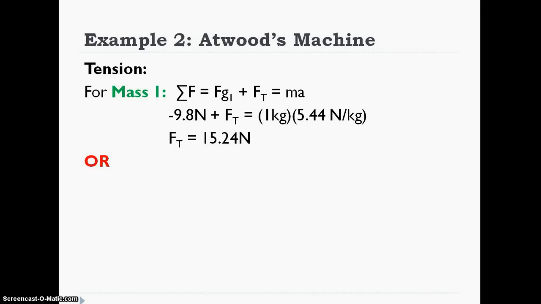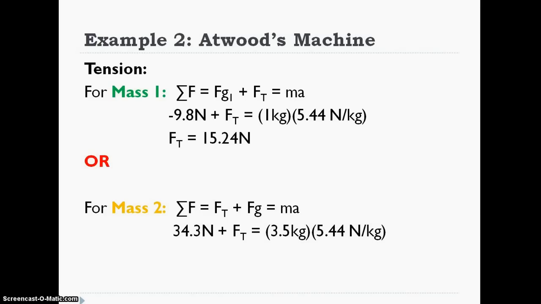So let's do it for mass 2 and see if it's the same. It's the same equation because we have tension and gravity. I could have put Fg2 there, equals ma. So I put my numbers in. So here my gravitational force is going to be positive because it's moving forward. So I'm going to use that to solve for the tension. So when I do that, I get a tension. In this case, I put it negative because it's in the opposite direction, but it's the same value for the tension either way that you do it.